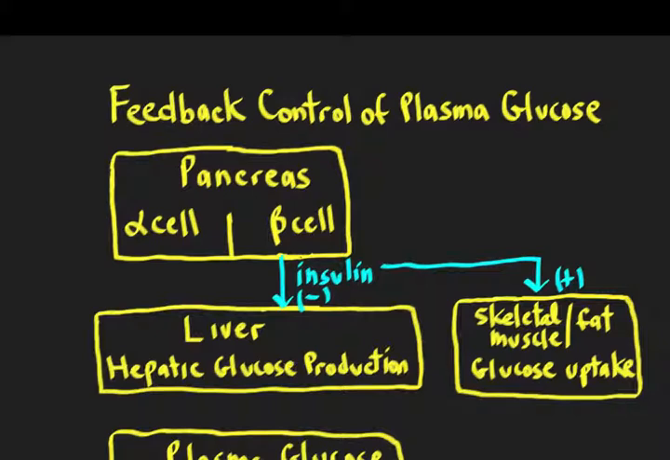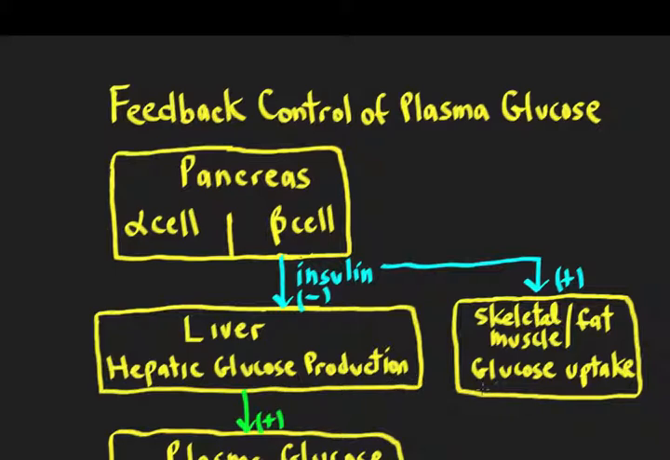Now let's take a look at the liver. And the liver, like we said, has the ability to produce glucose. It's only one of two organs that can do that. It's the primary organ in the body that does this. The other organ is the kidneys, which has a secondary role in this process. But in this case, when hepatic glucose production goes up, plasma glucose goes up. And when hepatic glucose production goes down, plasma glucose goes down. And that's because the liver is releasing glucose into the blood when it's engaging in hepatic glucose production.